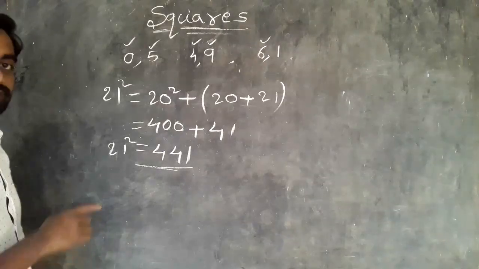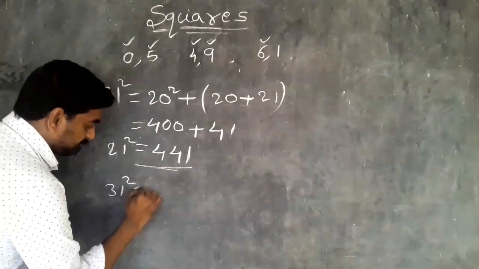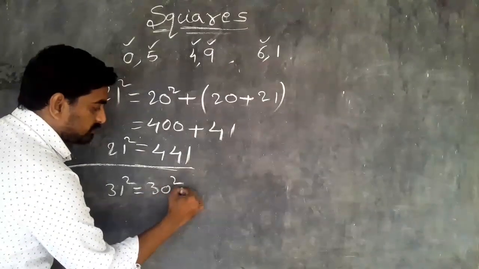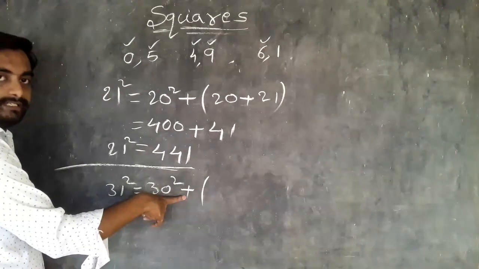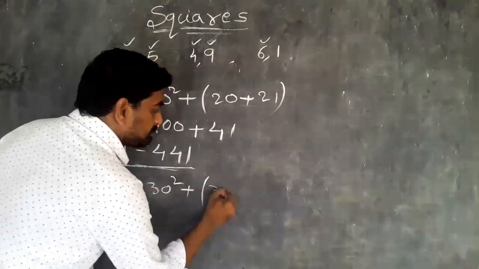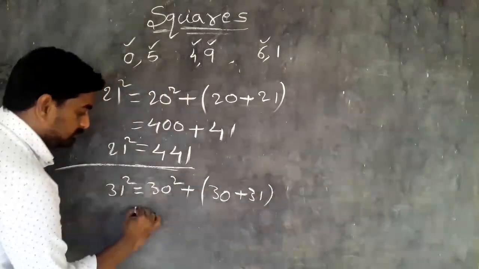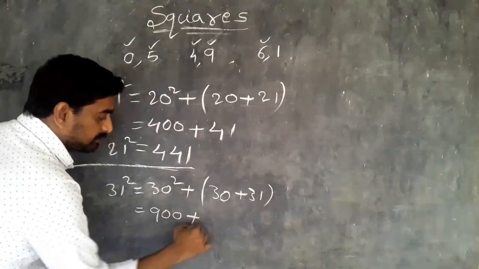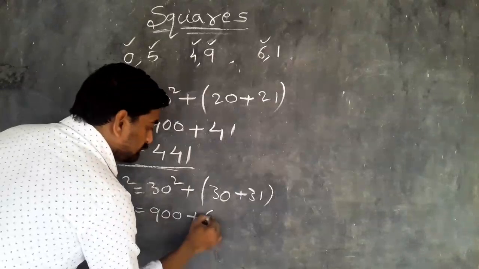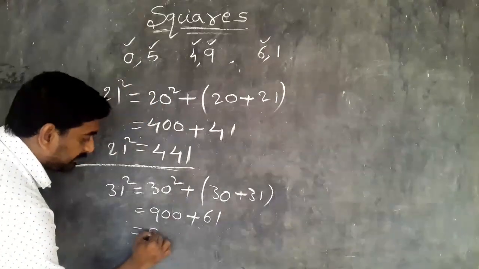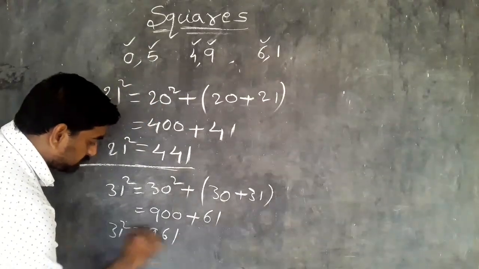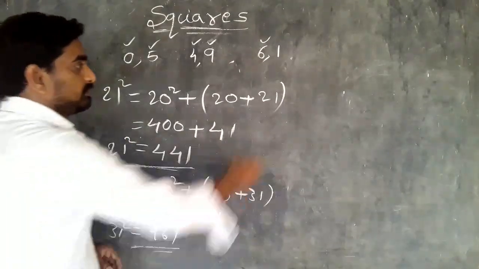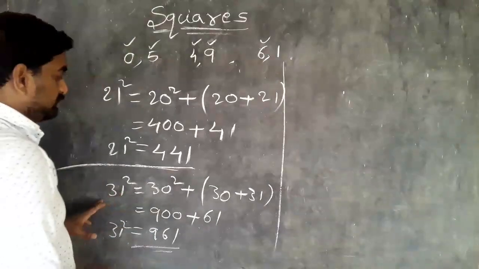Let's see another number, 31 square. The nearest 0 ending number is 30. So 30 square plus, because it is a smaller number, I write plus 30 plus 31. 3 square 9, 2 zeros, 900, plus 30 plus 31, 61. We add, 961 for 31 square. Very simple technique, friends. So we go for a triple digit number.